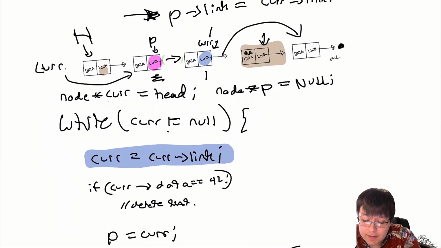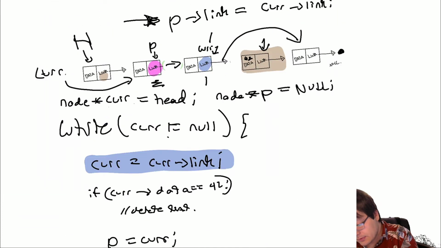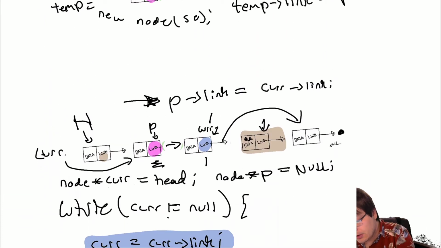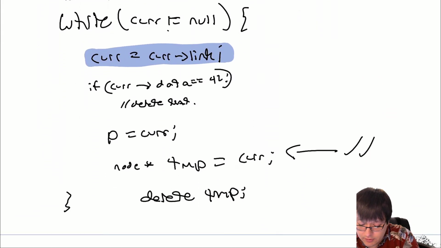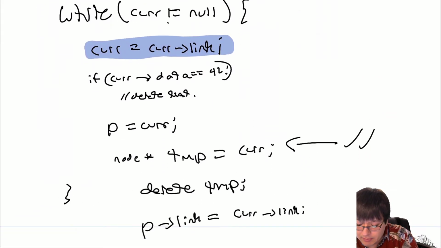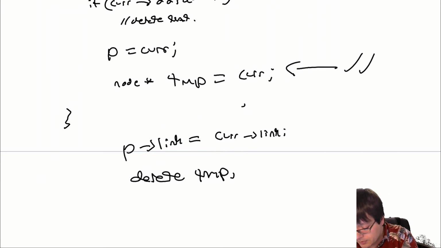Now that you did that, you can use your temp pointer and just call delete on temp. Okay? And there you go. Now you have deleted that properly. If you don't do it that way, you're technically either having a memory leak or a dangling pointer. And frankly, both are bad. So this gets a little tricky.